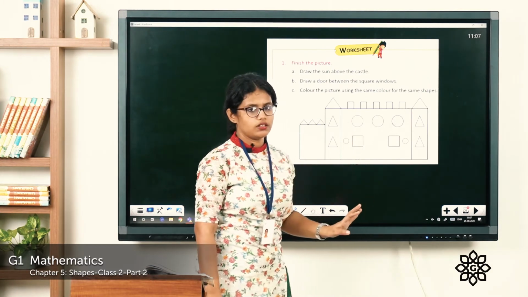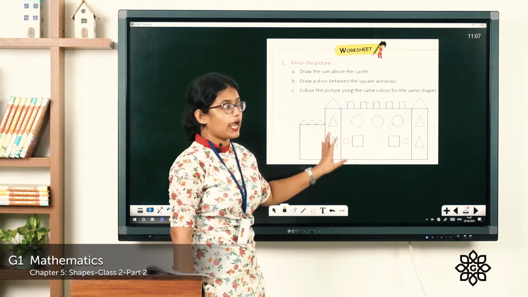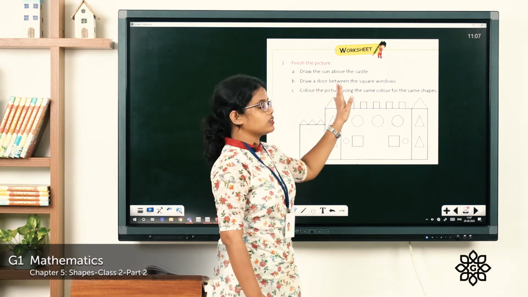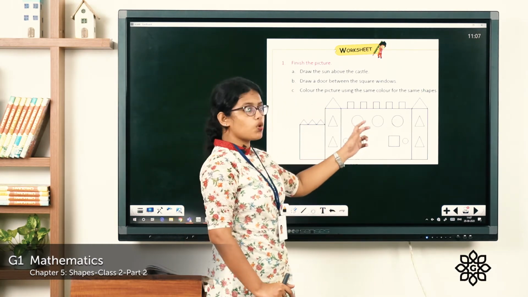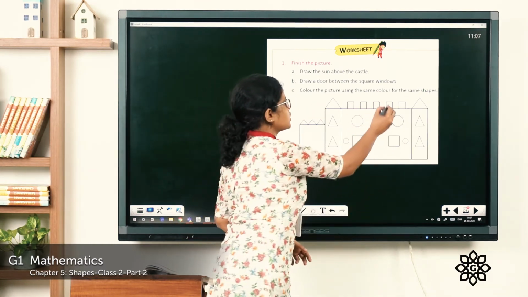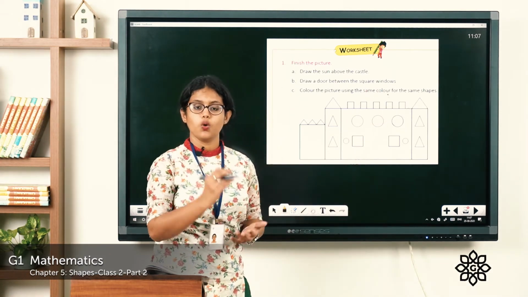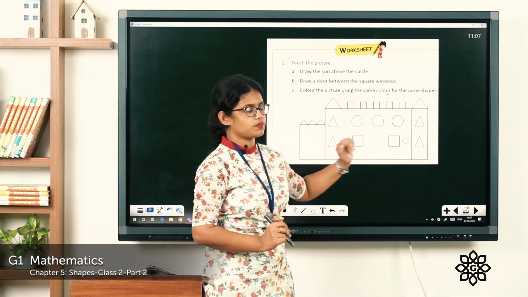The last exercise, you have to finish this picture and there are some questions given. First question, draw the sun above the castle. So this is a castle and you have to draw a sun above the castle. So that is here. You can draw a sun. You all know how to draw a sun. What is the shape? Round in shape. So you can draw this and color it.